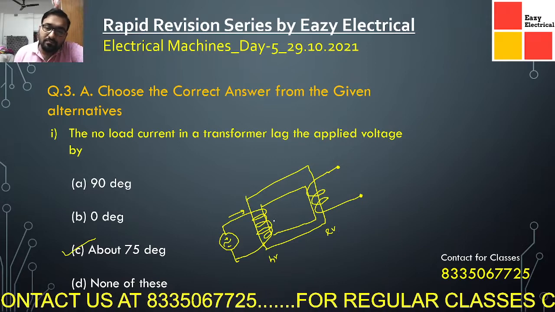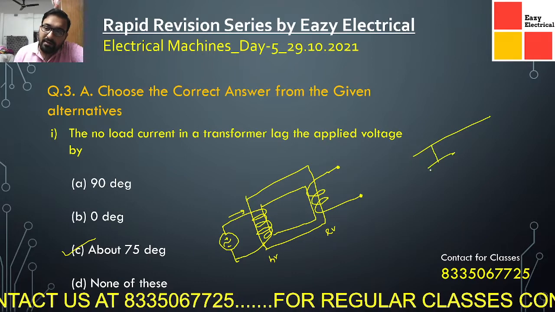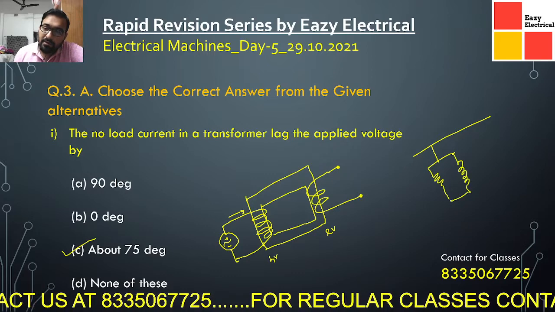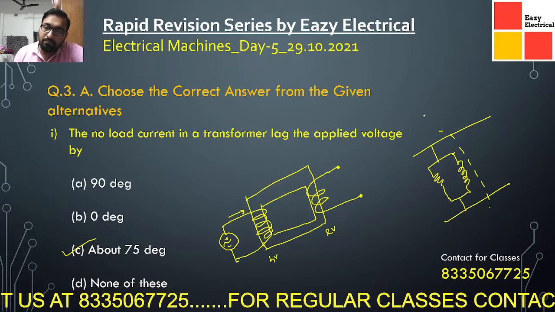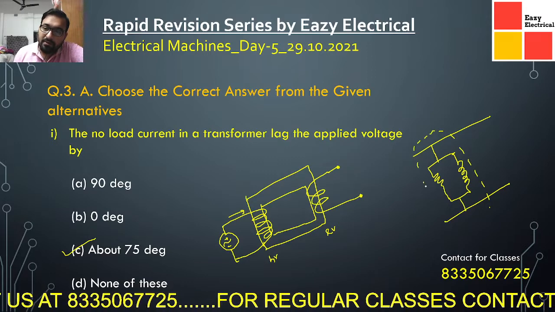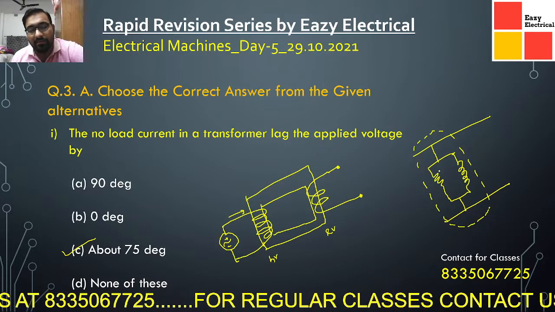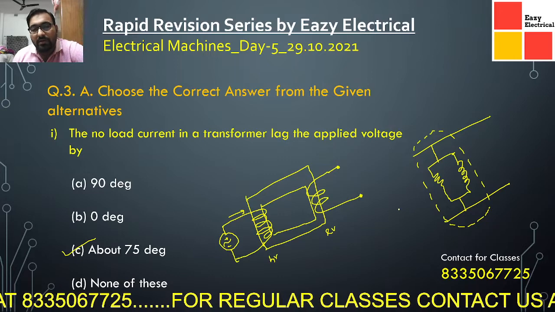So if you check our equivalent circuit, in the equivalent circuit you draw this diagram, this parallel part. This parallel path basically represents the core loss component.